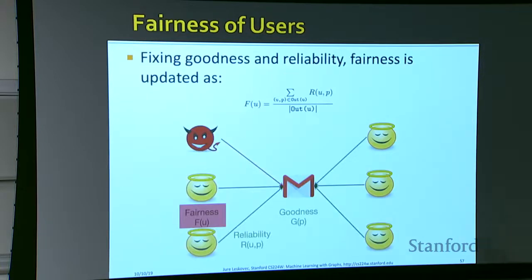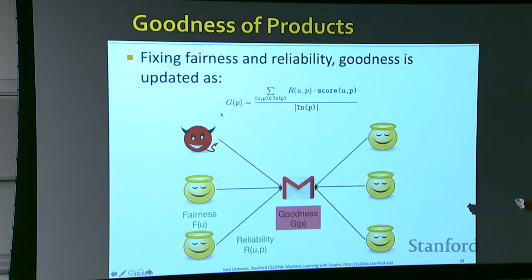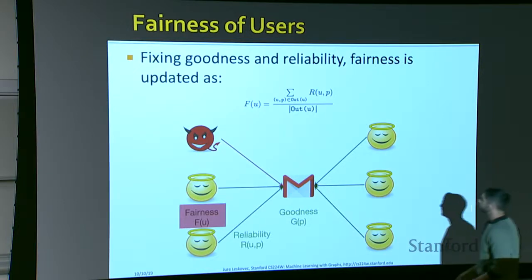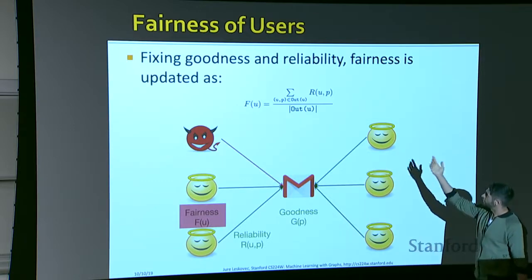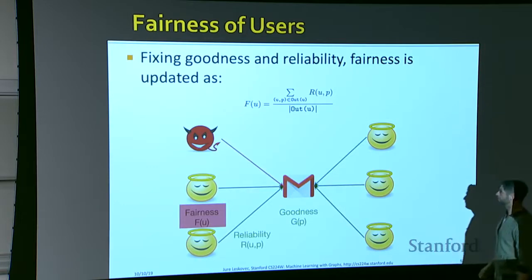What we're going to do here is fix two features at a time, and then we try to update the remaining feature, okay? So for instance, if you want to compute the fairness of a user, we fix the goodness of an item, we fix the reliability of all the reviews, and then the fairness is nothing but the sum of all the reliability of the reviews left by that user, okay?